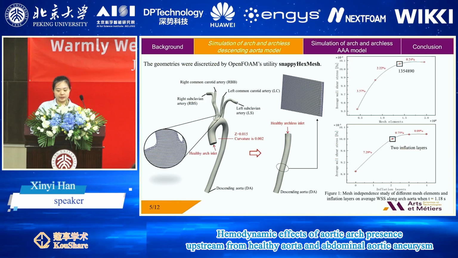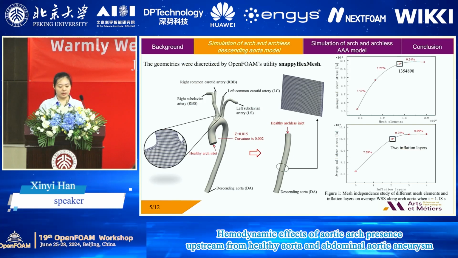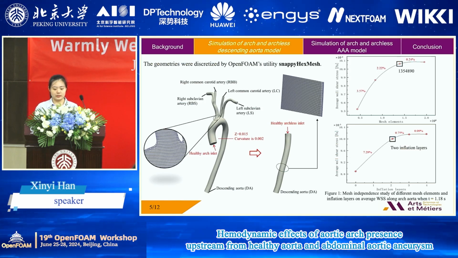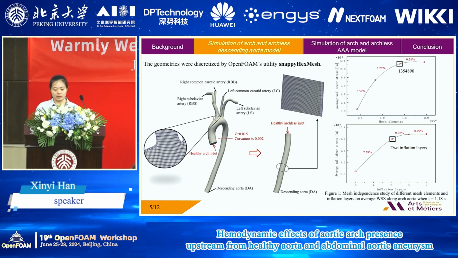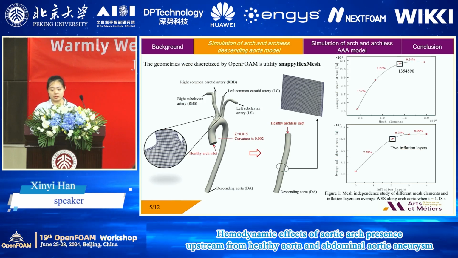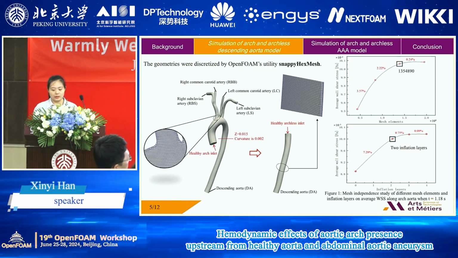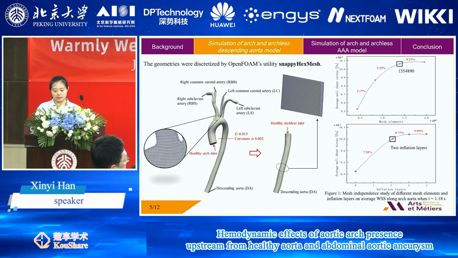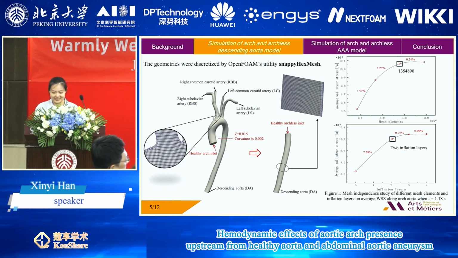On the left figure is the geometry of the arch aorta model with 1 inlet and 5 outlets. The archless model is cut from the arch model, and the cutting surface is selected at the position where curvature is close to 0. And the mesh is created with the snappyHexMesh utility in OpenFOAM.